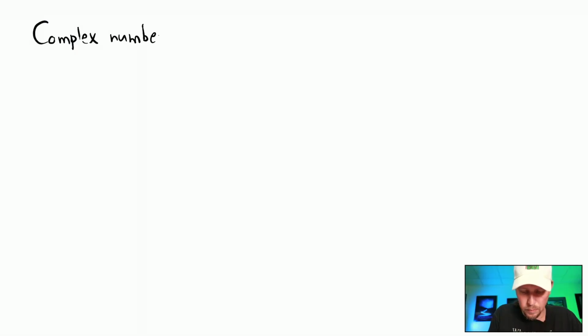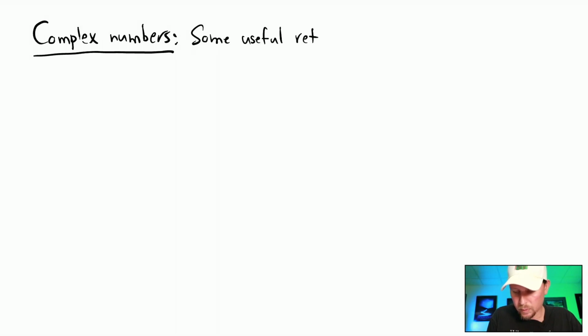All right, guys, so we've been talking a little bit about complex numbers. And one of the things that I want to do is focus in on at least a few simple yet very useful relationships. Right, so this is a discussion on complex numbers. Some useful relations.